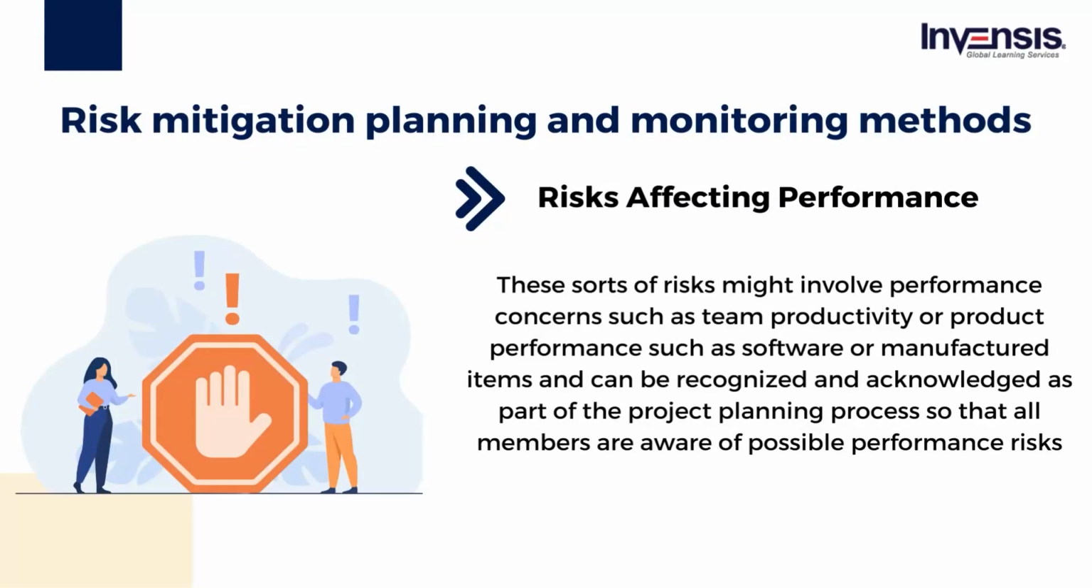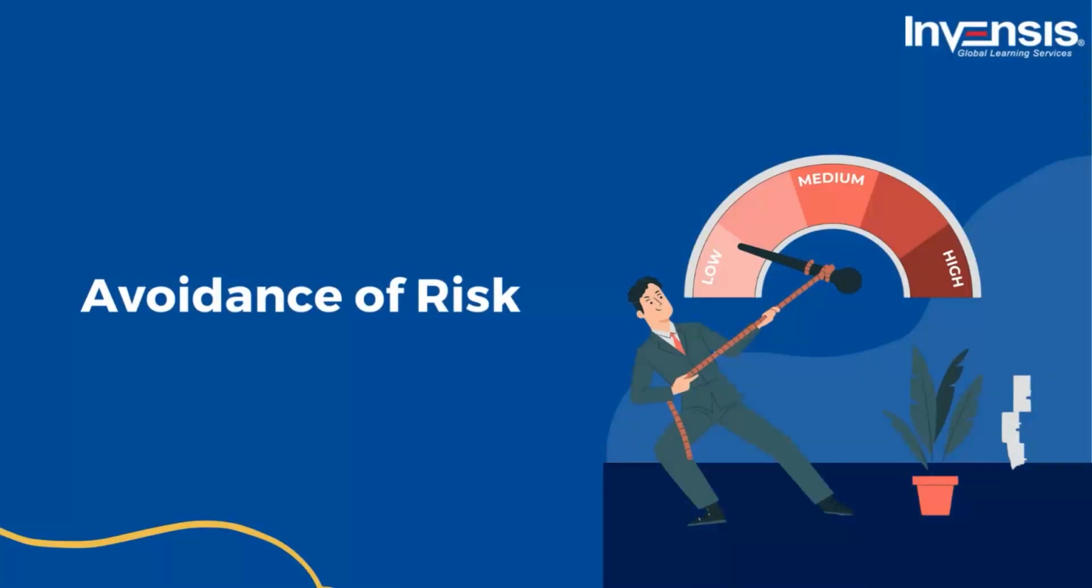These sorts of risks might involve performance concerns such as team productivity or product performance, such as software or manufactured items, and can be recognized and acknowledged as part of the project planning process so that all members are aware of possible performance risks. The second risk mitigation strategy is avoidance of risk.